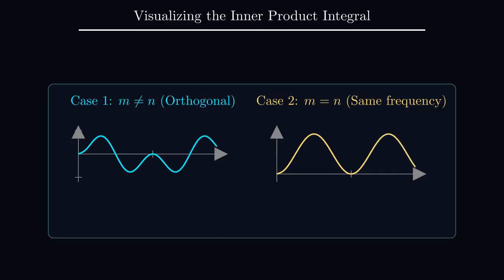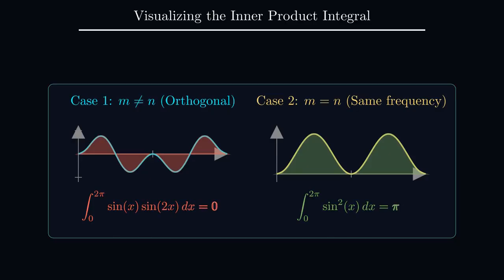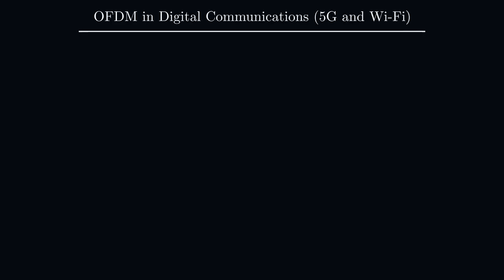However, if m equals n, we are integrating sine squared of nx. Since a squared value is always positive, the areas no longer cancel out. The integral yields pi, a non-zero value. The math has effectively detected the presence of that specific frequency while ignoring all others. This property turns orthogonality into a powerful mathematical filter.